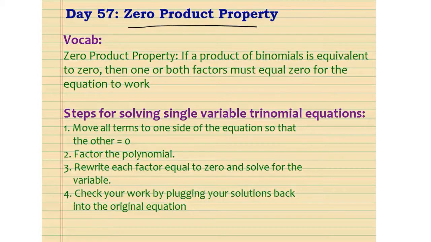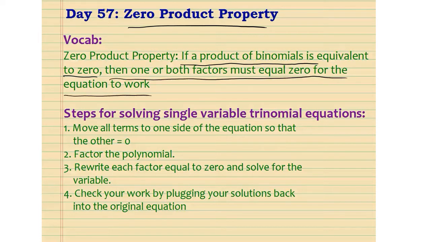The key to the zero product property is in these words. If two numbers multiply to get 0, what do you know about them? One of them, at least, has to be 0. So since we are going to be setting our polynomials, our trinomials, equal to 0 and factoring them, we are then going to set each of our binomials equal to 0 to solve. It's a neat little trick. We can talk about it some more in class.